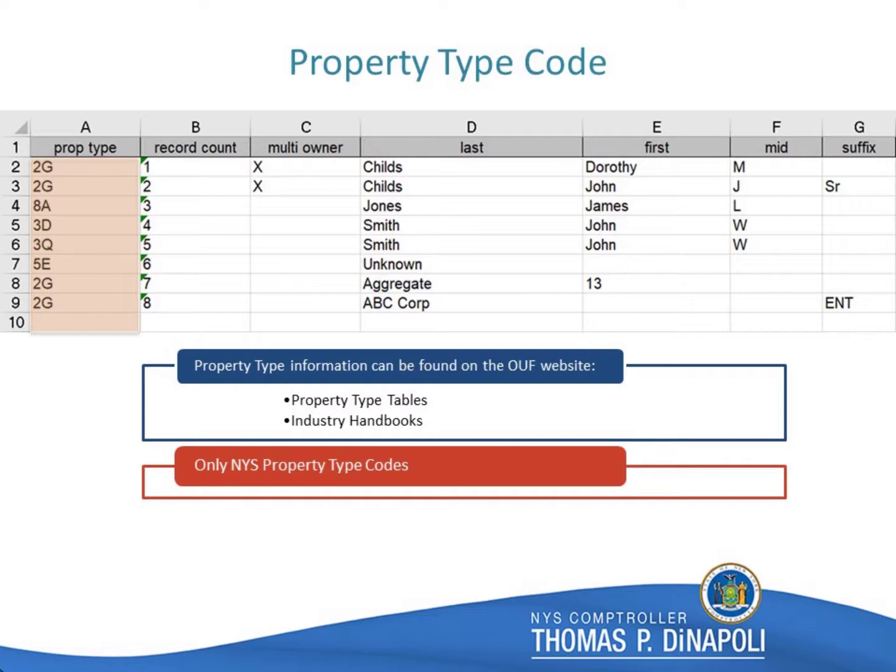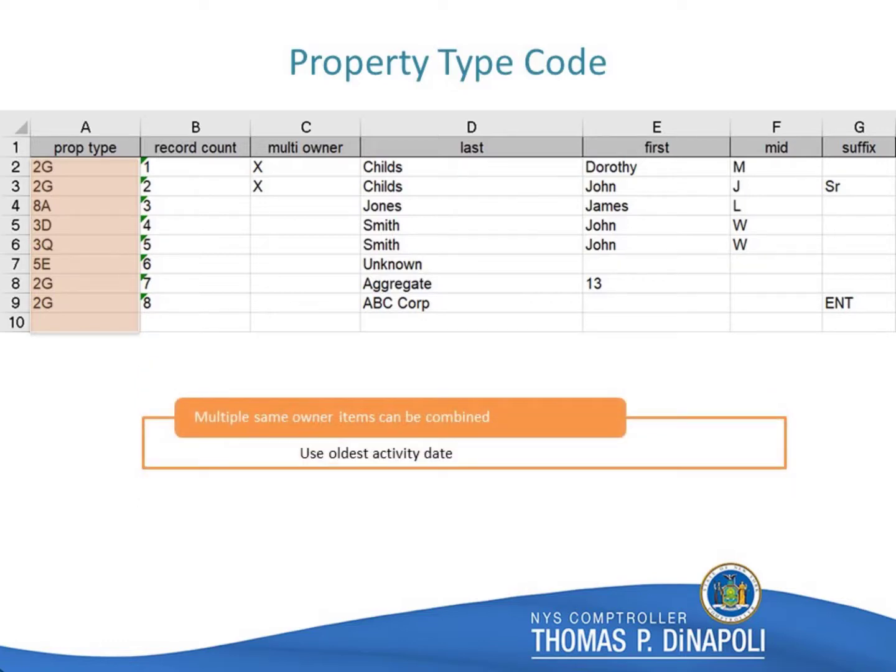Within the spreadsheet, column A is property type. Enter the New York State property type code. If you have multiple items with the same property type that belong to the same owner, you can roll those together into one record. Total the amounts of each item together and use the oldest activity date for reporting.